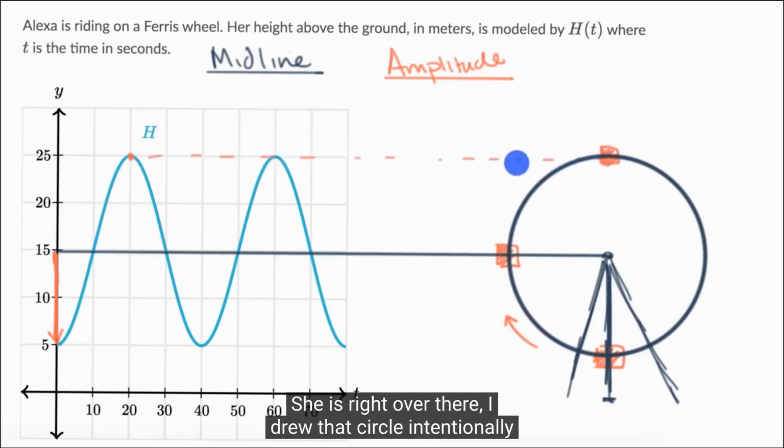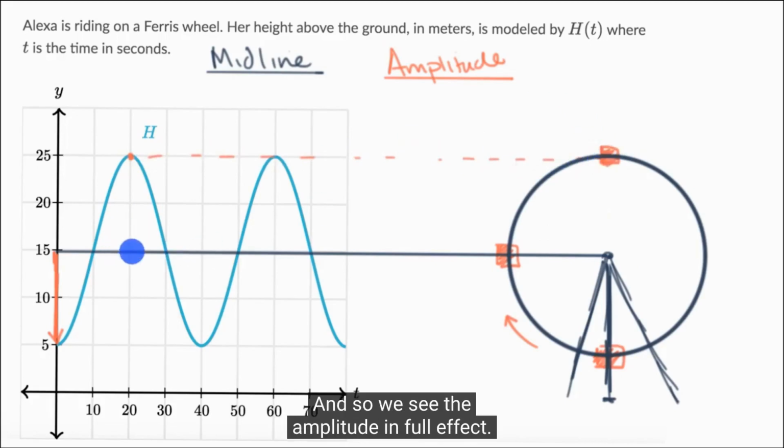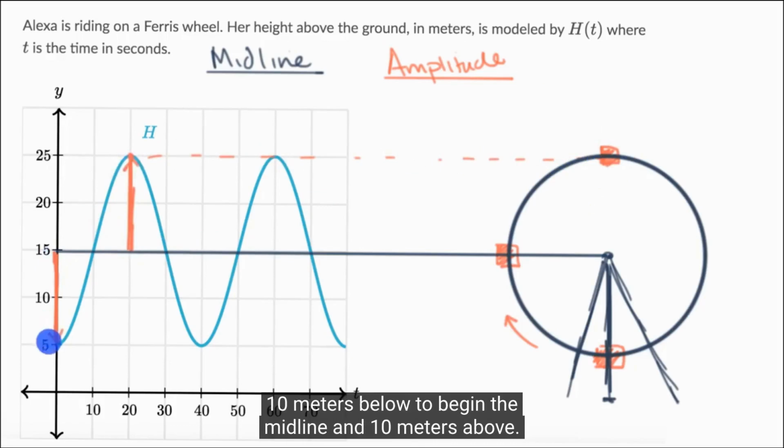I drew that circle intentionally of that size. And so we see the amplitude in full effect. 10 meters below the midline to begin, and 10 meters above.